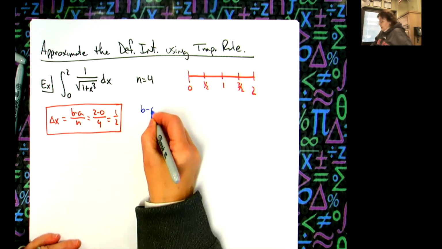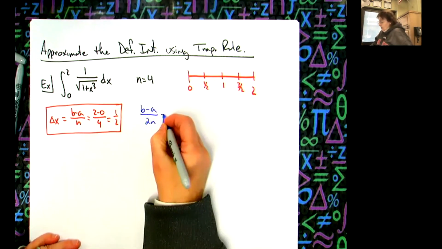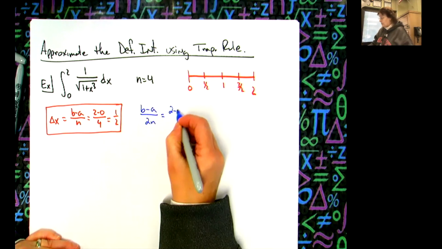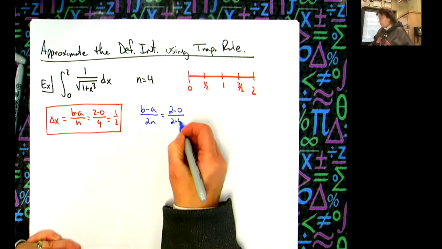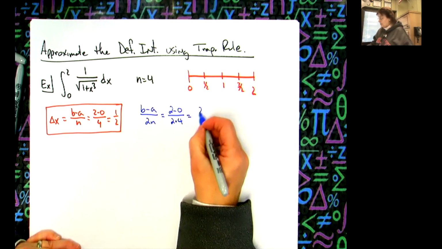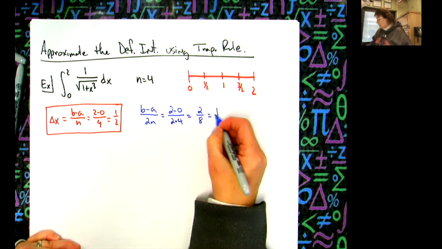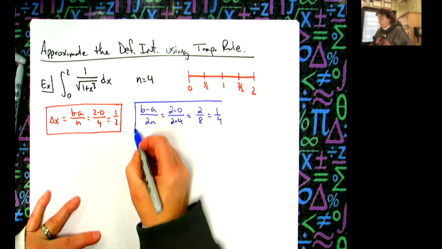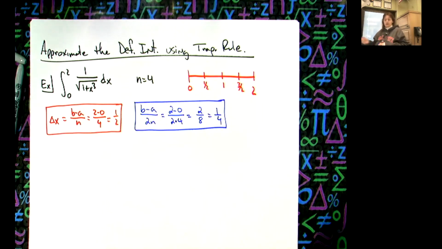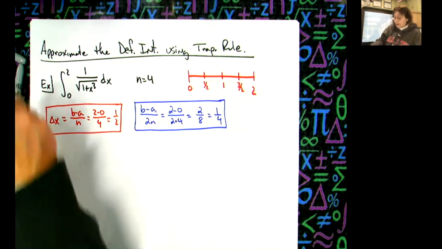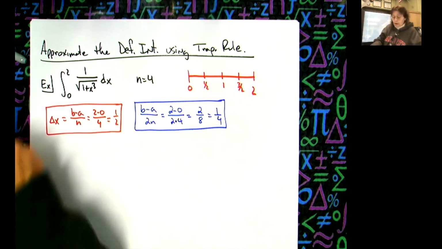So b minus a over 2n. It's going to be really, really close. We'll have 2 minus 0, and then 2 times 4, which is 2 over 8, which is 1/4. So that calculation is strictly for our trapezoidal rule. Now let's go ahead and answer here.